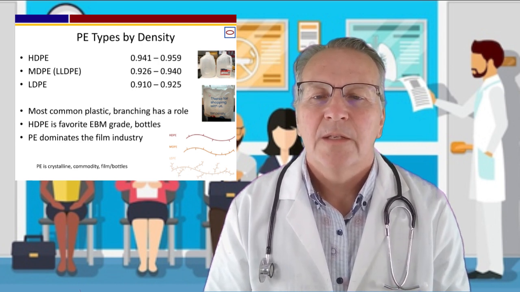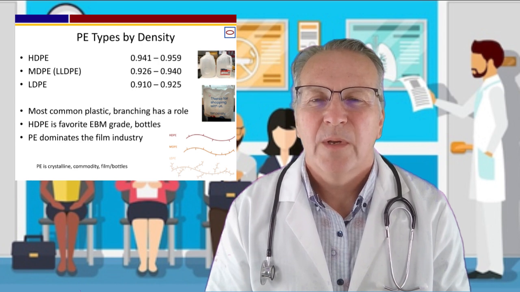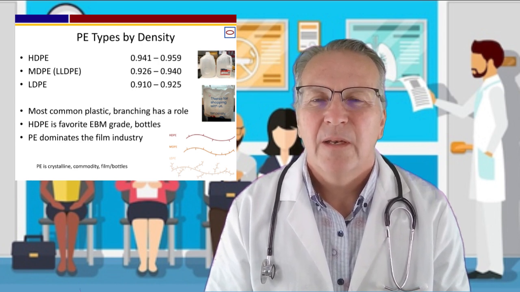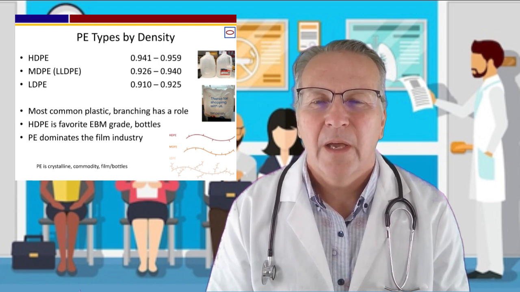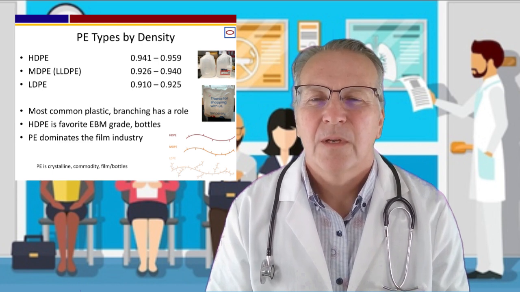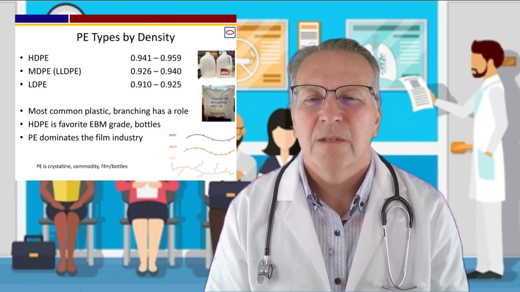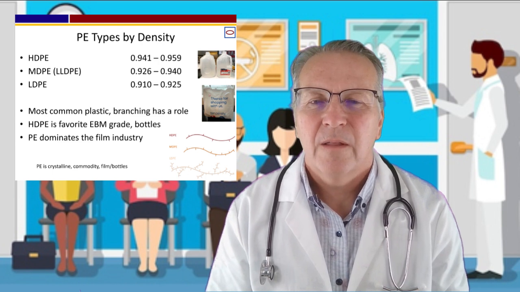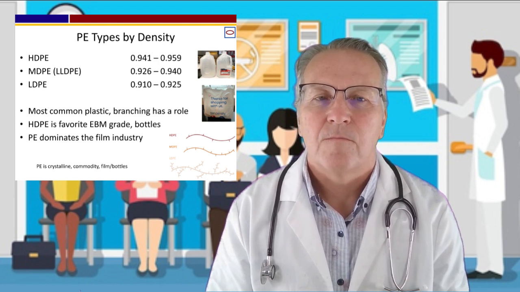With changes to density, we see changes in physical properties. High density polyethylene has higher hardness, higher modulus, higher strength, and lower elongation. Low density polyethylene, with the lower crystal levels, creates lower hardness, lower modulus, lower strength, and higher elongation.